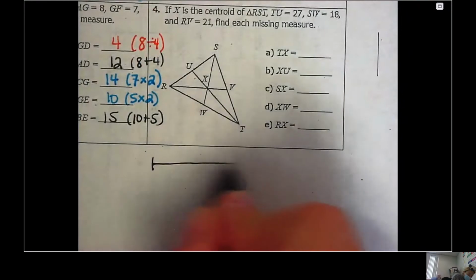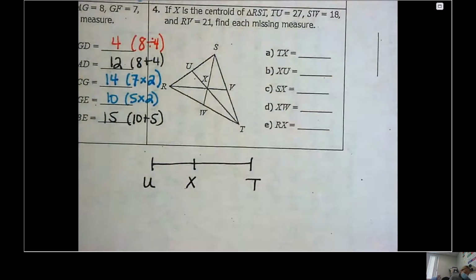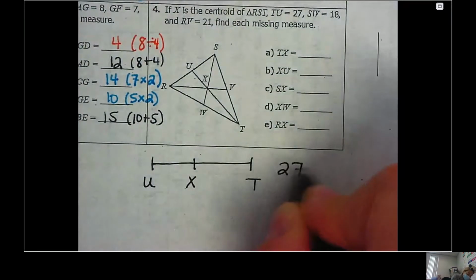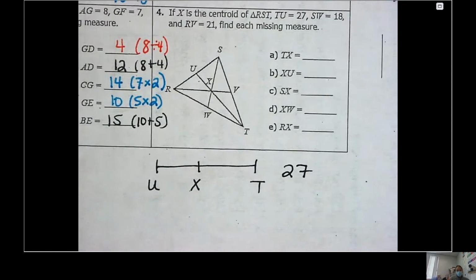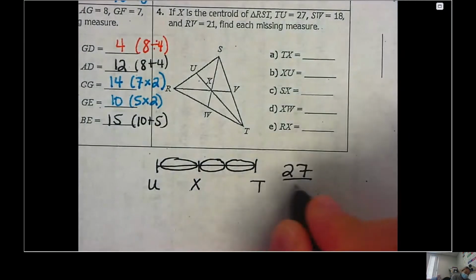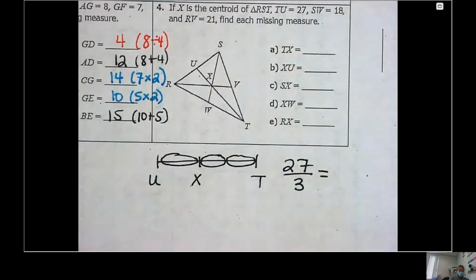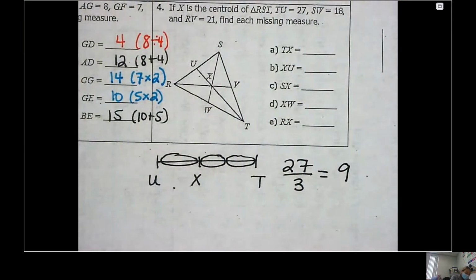I'm telling you the whole thing from T to U is 27. What's the big piece of that, T to X or X to U? T to X. So this is worth 2 of the pieces, and this is worth just 1 piece. So what would 1 piece be worth? Divide it by 3. 9. So this small piece right here, U to X, is worth 9.